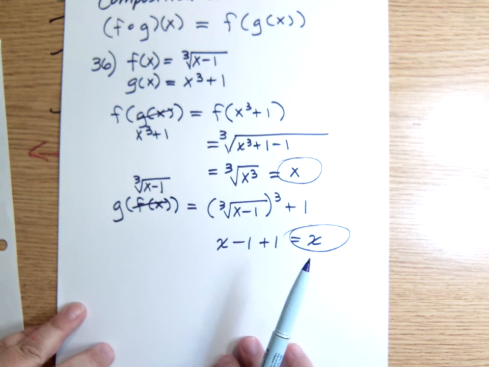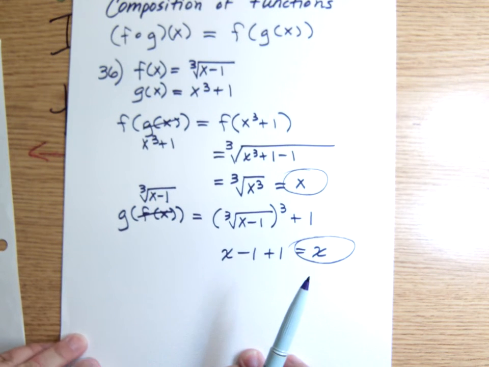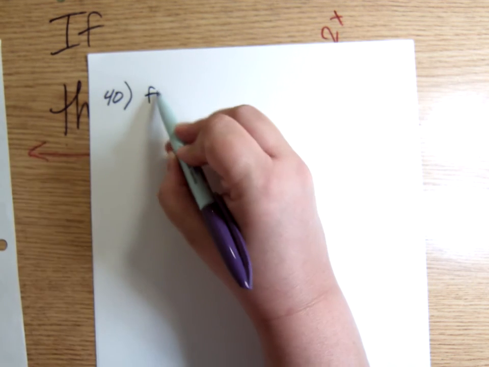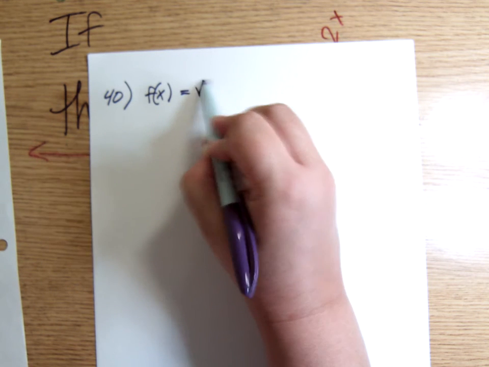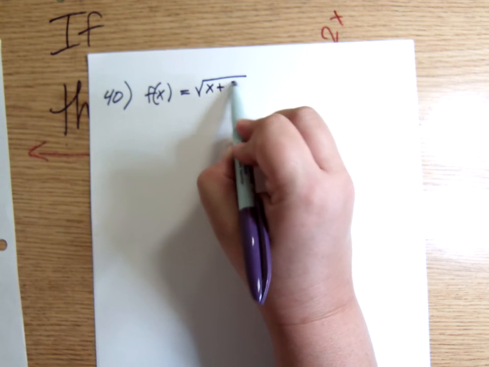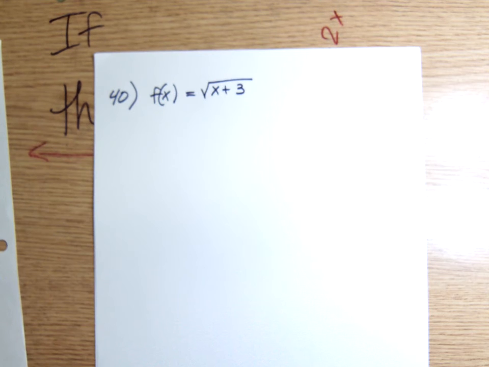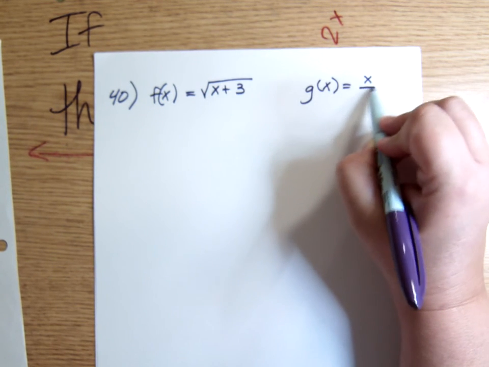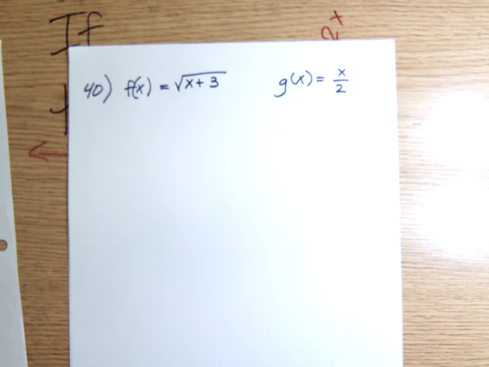So let's look at 40. Number 40 says I have f of x is the square root of x plus 3. And g of x is x over 2. So this is what we have. Determine the domains of f, g, and f of g.